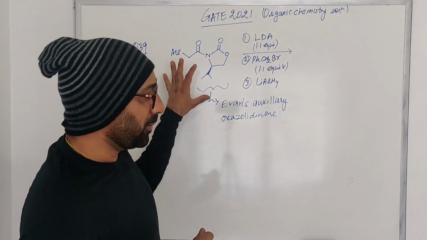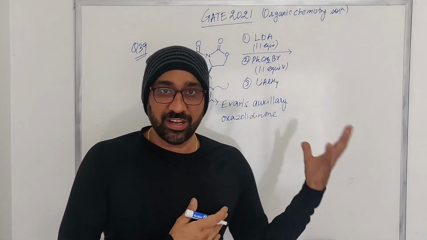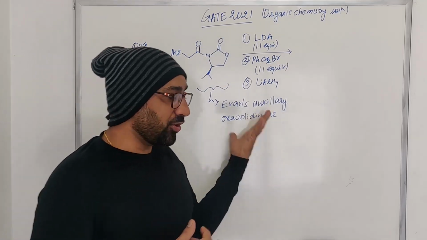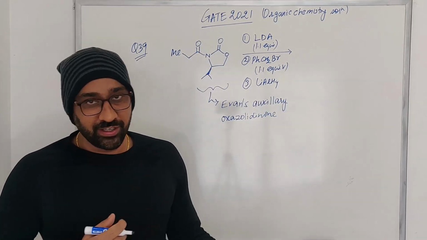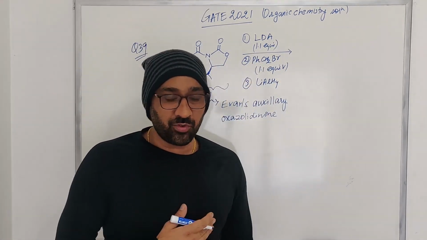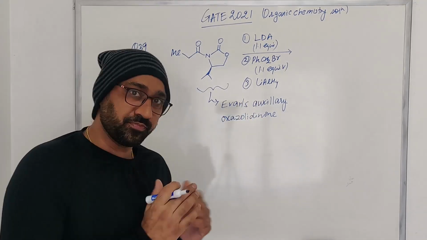And the problem we are going to discuss, which is question number 39, is based on the Evans auxiliary. This is called the Evans auxiliary, which is the Evans oxazolidinone. I have already made a video on that and this problem has exactly come from there. The exact concept I have described in that particular video, so I am going to explain it again here.